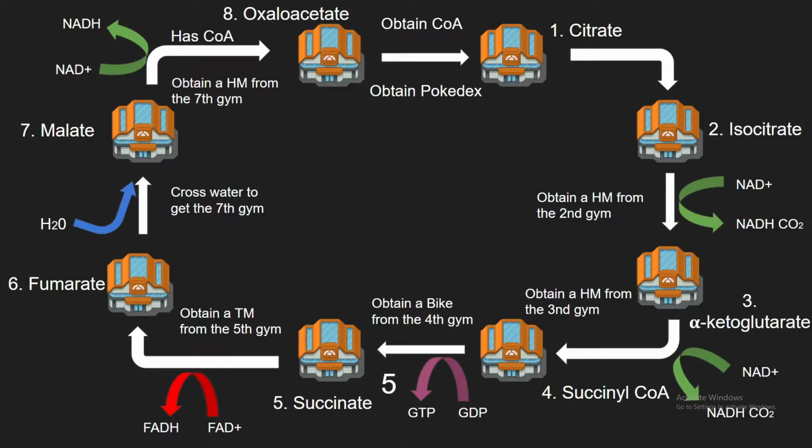Gym 1 is citrate. You progress to Gym 2, which is isocitrate. You go to Gym 3, which is alpha-ketoglutarate. Then progress to Gym 4, being succinyl-CoA. Then, similarly, Gym 5 is called succinate. Gym 6 is called fumarate. Gym 7 is malate. And the final gym is oxaloacetate. Those are all the names of the Krebs cycle stages.